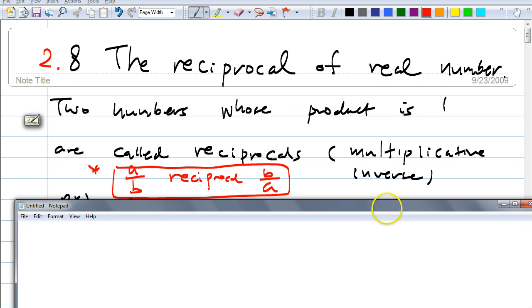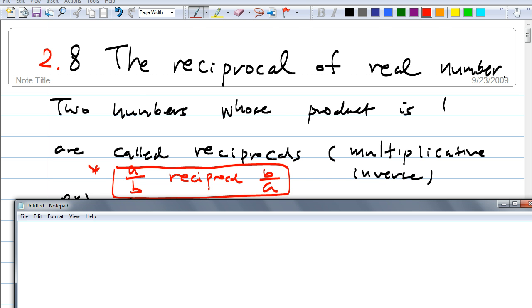Write this down. Two numbers whose product is 1 are called reciprocals. Another way to call a reciprocal is multiplicative inverse. You could actually call this a multiplicative inverse, but we know them as reciprocals, right? So if you have A over B, like a fraction, the reciprocal of that will be B over A, right? You know that. Sometimes you will see the reciprocal called the multiplicative inverse. It's just another way of calling it.